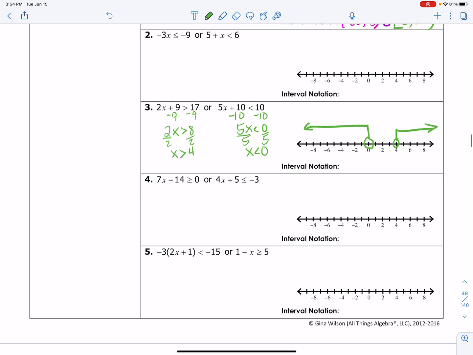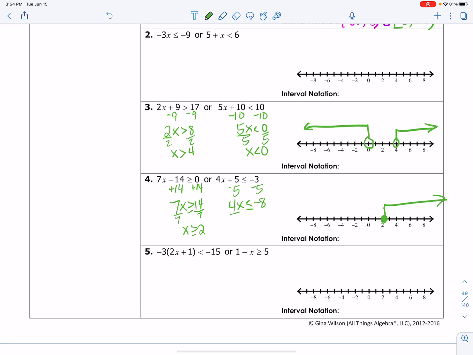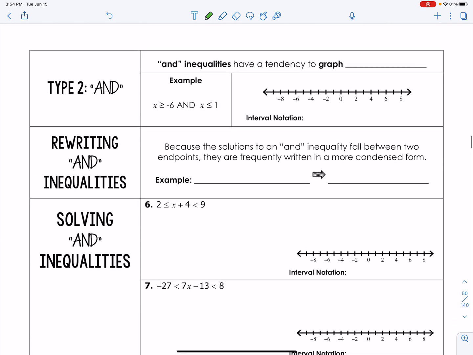Let's take a look at number 4. I'm going to add 14 and add 14, and I get 7x is greater than or equal to 14. Divide by 7, and I get x is greater than or equal to 2. So I'm going to put a circle here, and I'm going like this. And then I'm going to subtract 5 and subtract 5, and I get 4x is less than or equal to -8. Divide by 4, and x is less than or equal to -2. So I'm going to fill in the circle, and it's going this way. Okay? All right, then you have an "and".